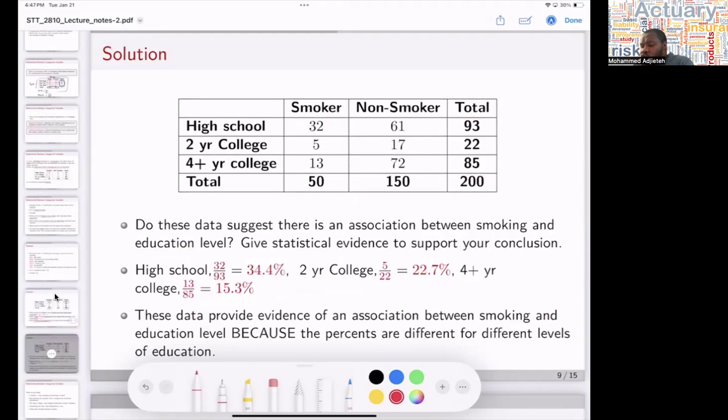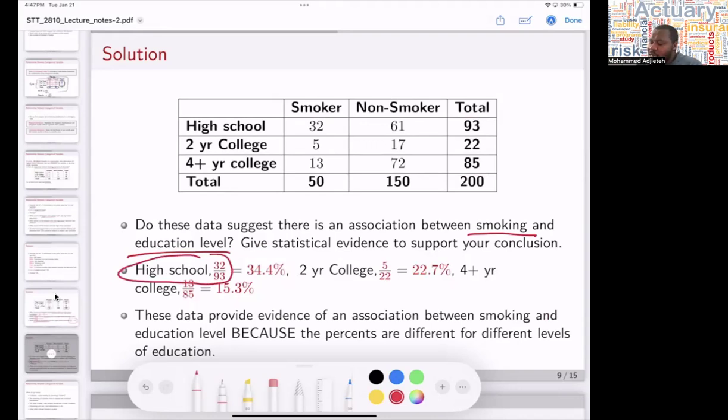The other question we want to answer is, is there an association between smoking and level of education? So what they want to understand is, for example, you see high school, 2-year college, 4-year college. As your education is becoming higher, are we having a higher level of smokers, or is the number of smokers decreasing? So how can we do that? For example, in high school, about 32 out of the 93 people were smokers. So that is what I have done here, which represents 34%.